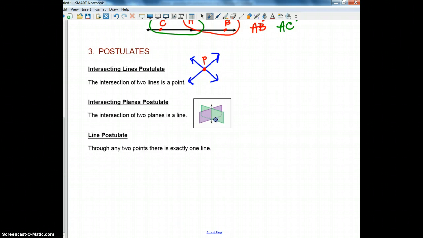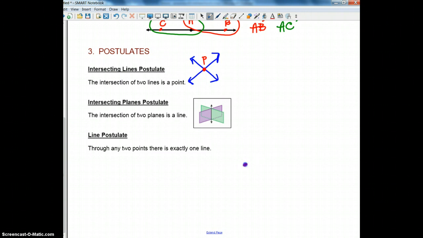That's because we technically can't see it. It's behind the green plane. So it's kind of like looking through a piece of glass and seeing the border that way. So the dashed lines on a diagram represent something that is behind something else, whereas the solid lines represent something that we can see in front. So the intersecting planes postulate: when two planes intersect, they don't form a point like the lines do, they actually form a line.